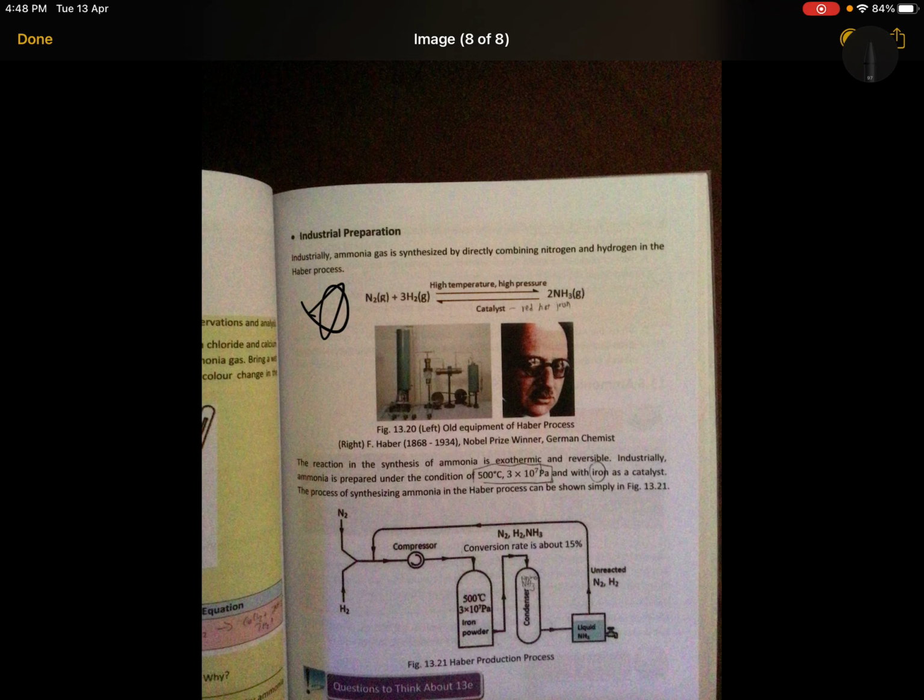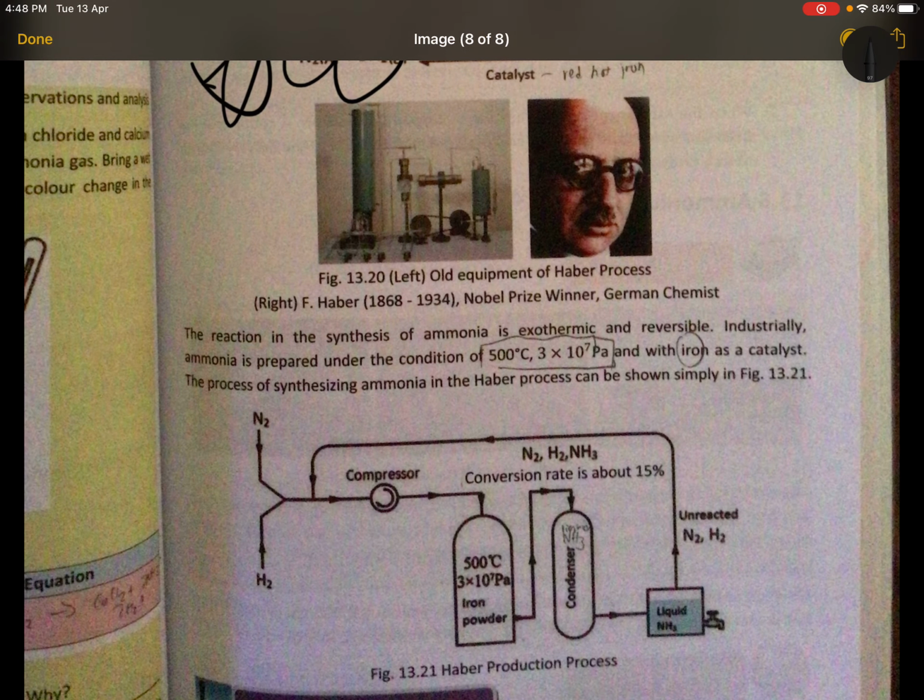This thing is very, very popular. What it does is you react nitrogen gas and hydrogen gas together. So N2 plus 3H2, you need a very high temperature and a very high pressure, and it will produce ammonia gas. If you want to turn it back into nitrogen gas and hydrogen gas, you can use a catalyst such as red hot iron.